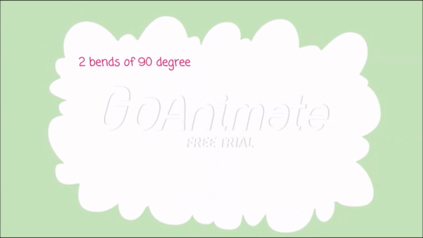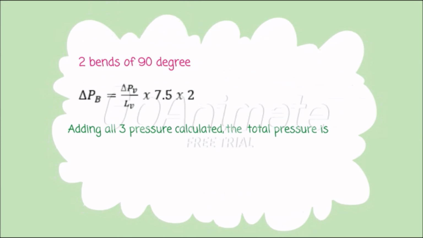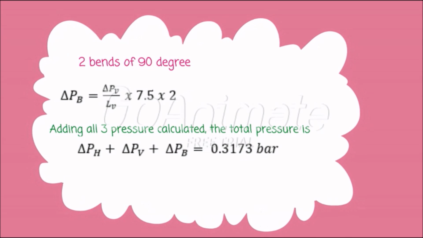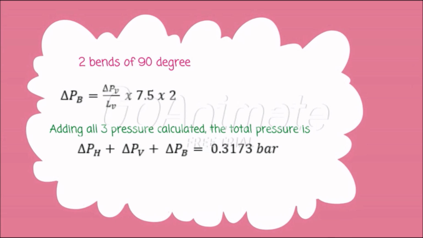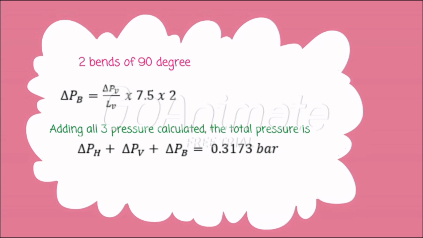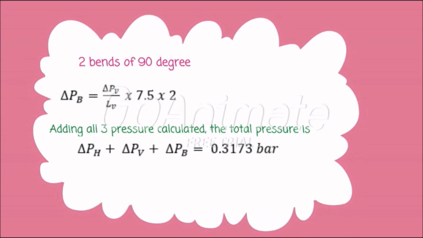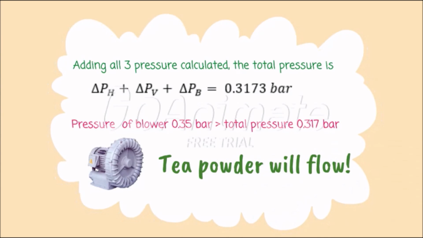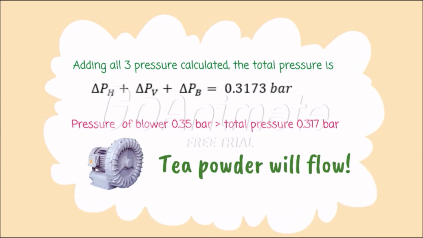Now, the pressure at the bends of the pipe is calculated. In our pipeline, we assume two 90-degree bends. The pressure is calculated as the equation shown. The total pressure for the pipeline system is calculated to be 0.3173 bar. The blower installed in industry has an allowable pressure of up to 0.35 bar. Therefore, the tea powder will flow inside the pipeline.